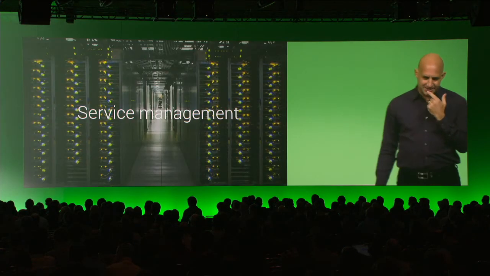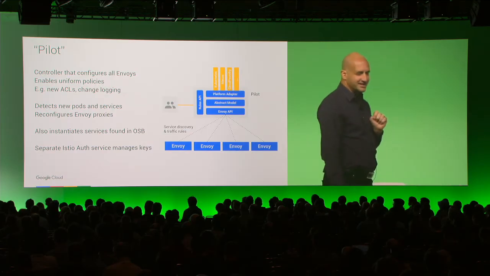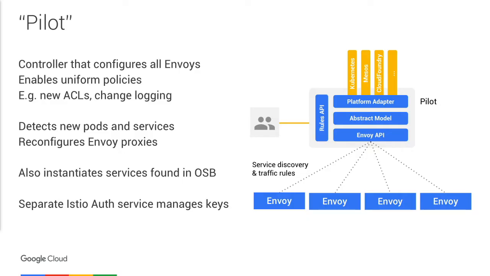So the way this works is you have to have a service management layer. In Istio, this is called the pilot. And you can think of it as just a little centralized thing that deploys configurations to all the Envoy proxies. So this is what gives you uniform policies. If you want to change the access control policy for all the services, you change it at the pilot, it gets rolled out to all the envoys, and now you have a new uniform policy across all your services.